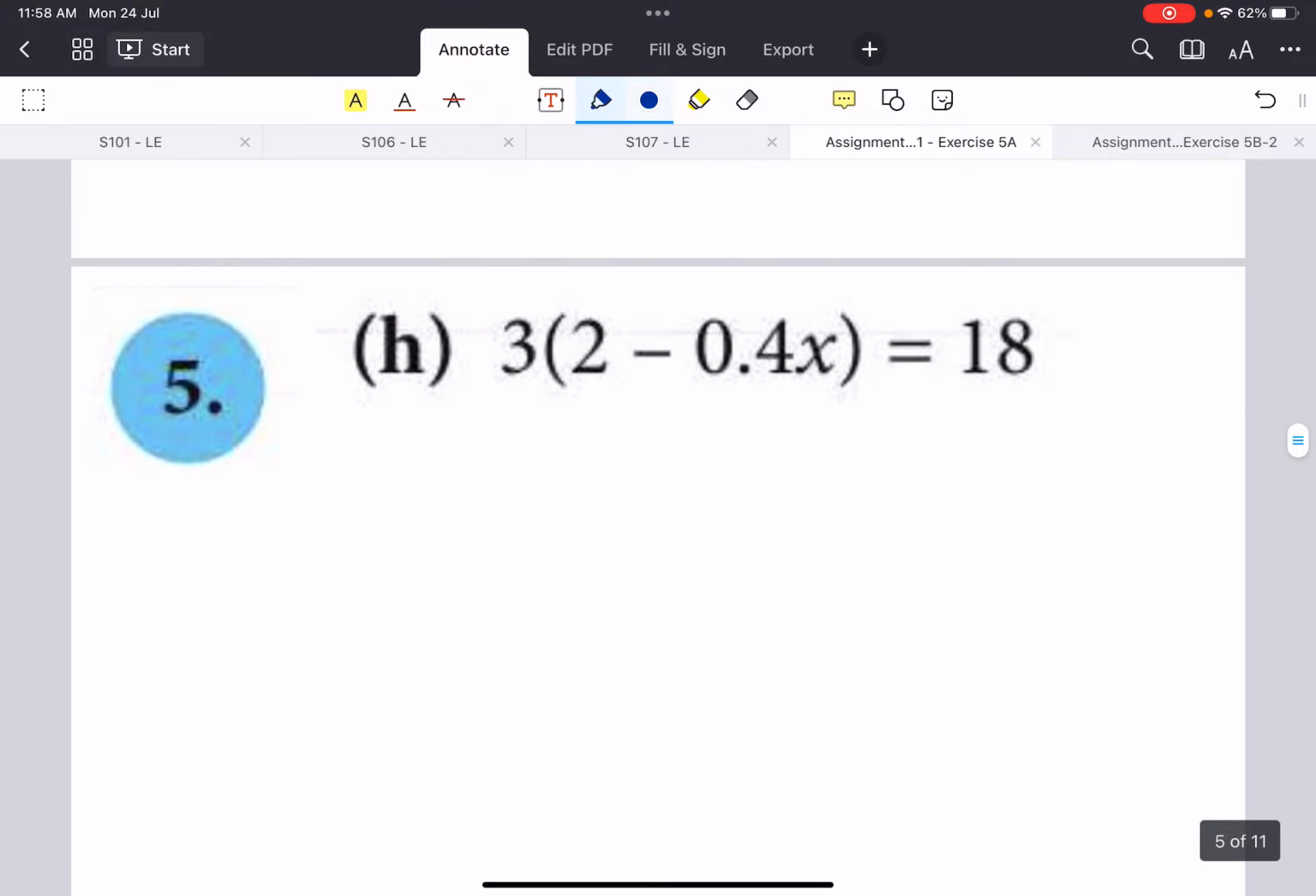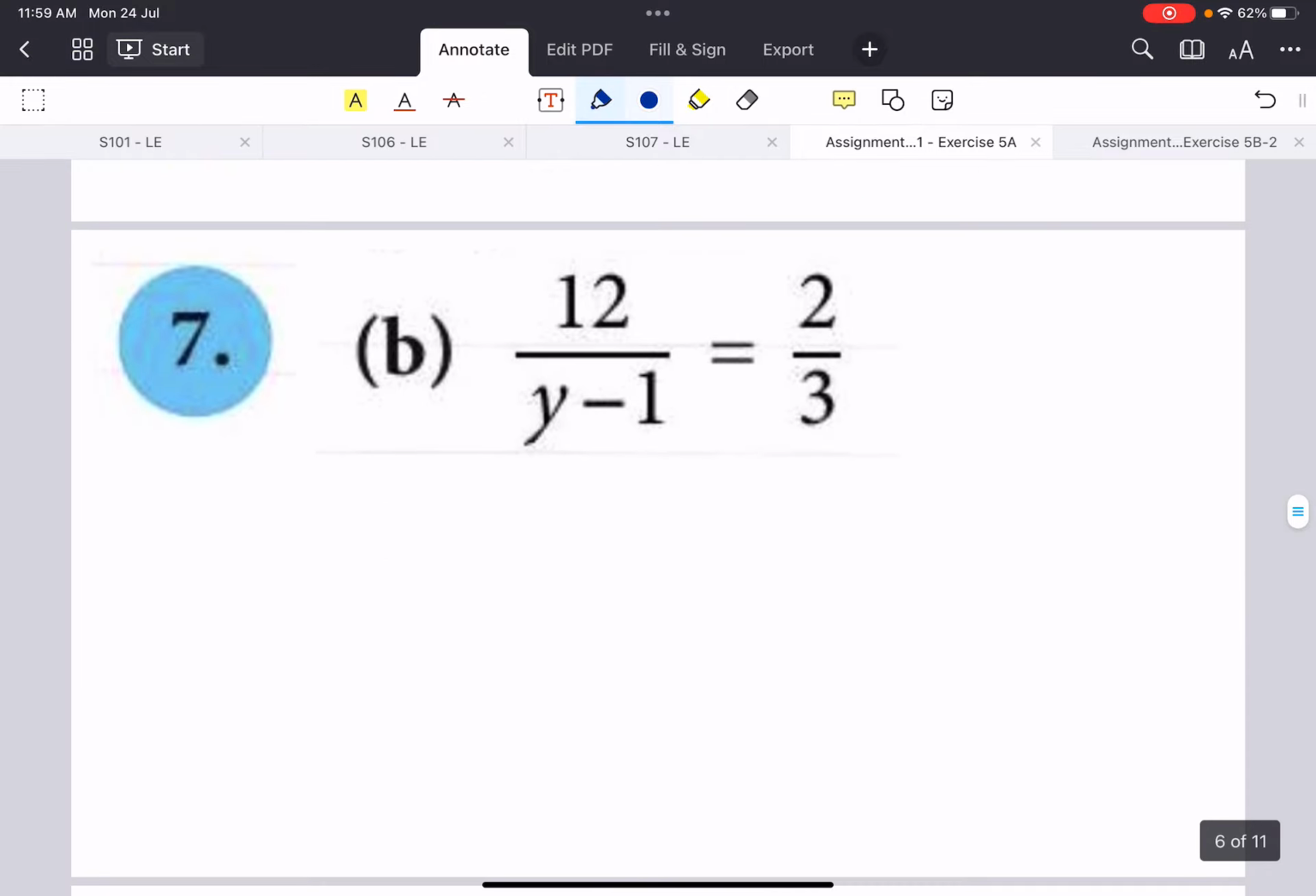So what we can do is once again expand when we have a situation like this. So we have 6 minus 1.2x equals 18. So negative 1.2x equals, well, we just subtract 6 on both sides. So 18 minus 6 will give us 12. So x will be equal to 12 divided by negative 1.2, which is negative 10. Right?